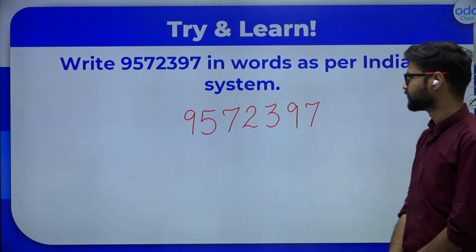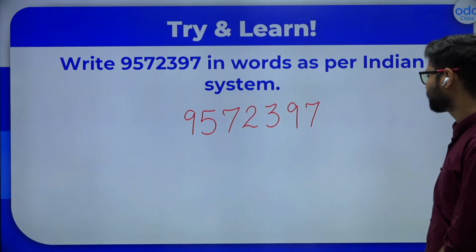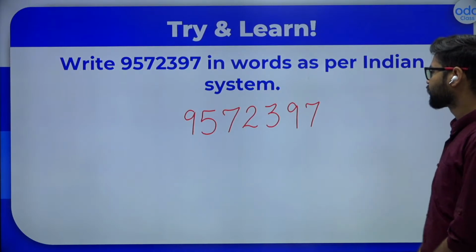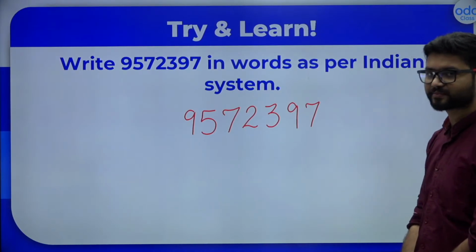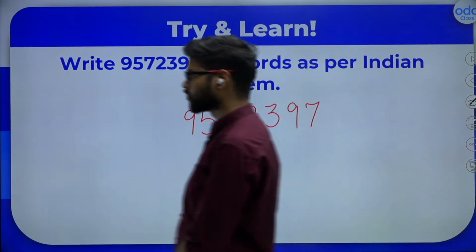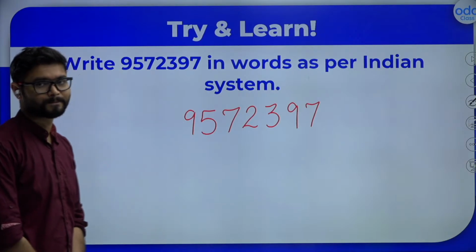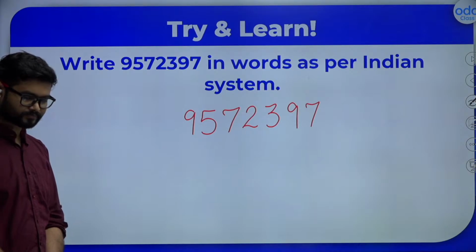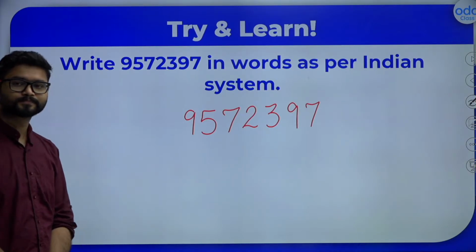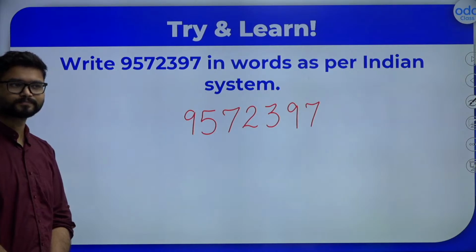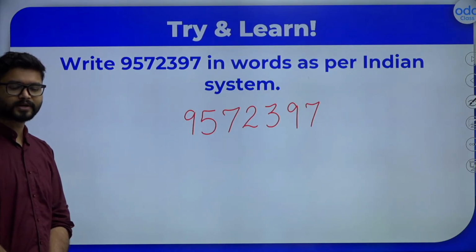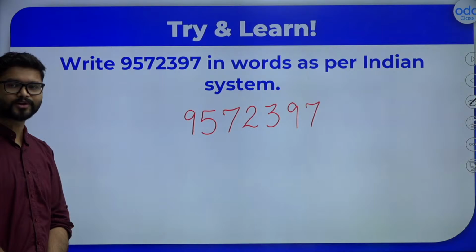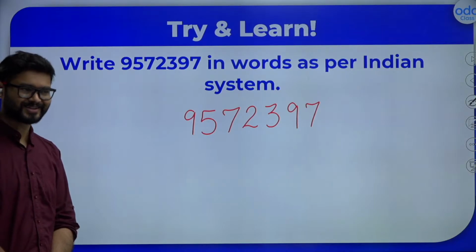Can you do this now? 9572397. Write this number in words as per the Indian system. Come on. 30 seconds are over. You have 30 more seconds. Okay. Last 10 seconds. I hope you have got the answer already. You are so fast.